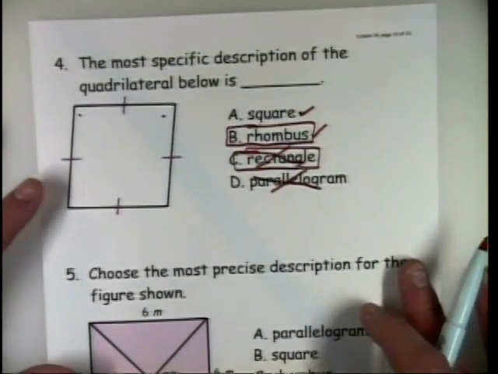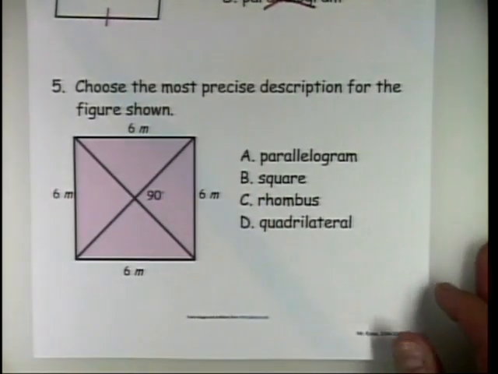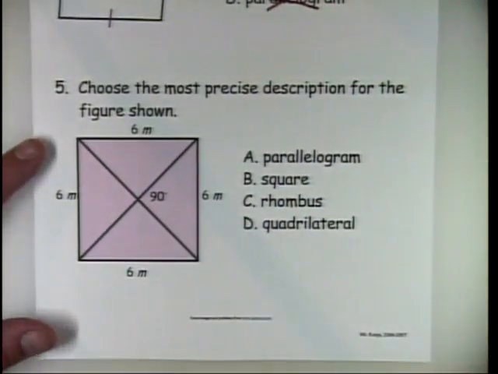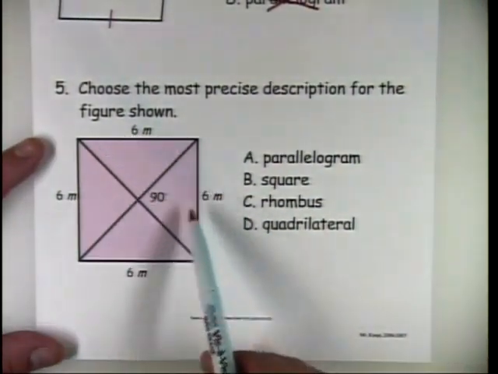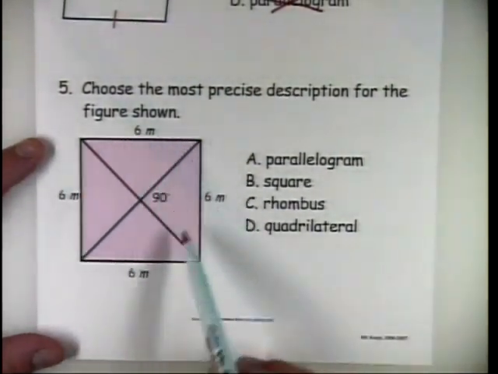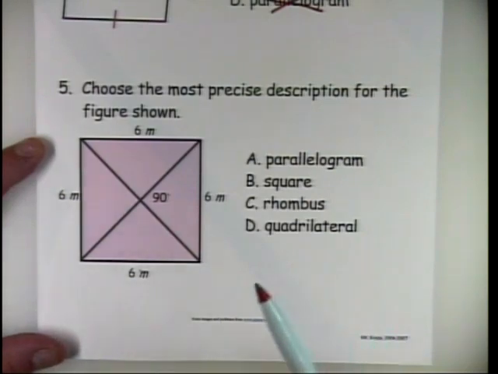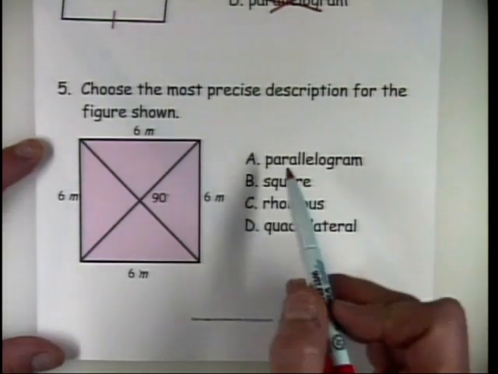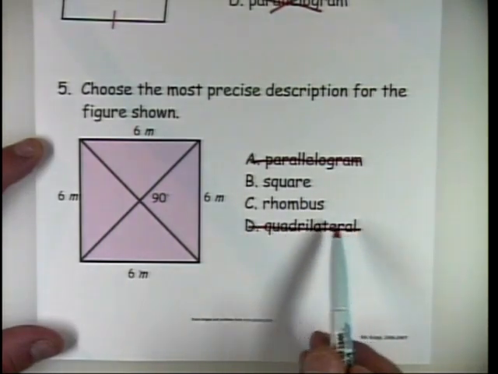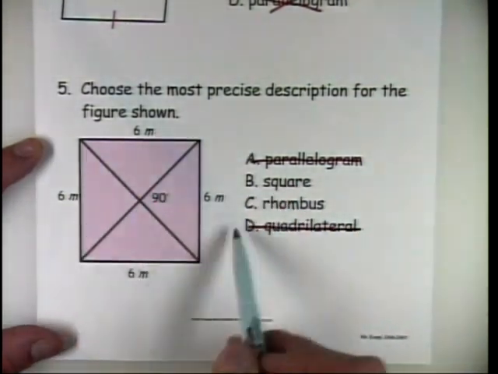Okay? Now, that leads in nicely to this last example. Choose the most precise description for this figure shown. We have 6, 6, 6, and 6 meters all the way around. It's a closed quadrilateral with all sides congruent. So again, like above, it could be a square or rhombus. Parallelogram is not specific enough. Quadrilateral is not specific enough. We can actually go to a square or rhombus because the sides are equal.